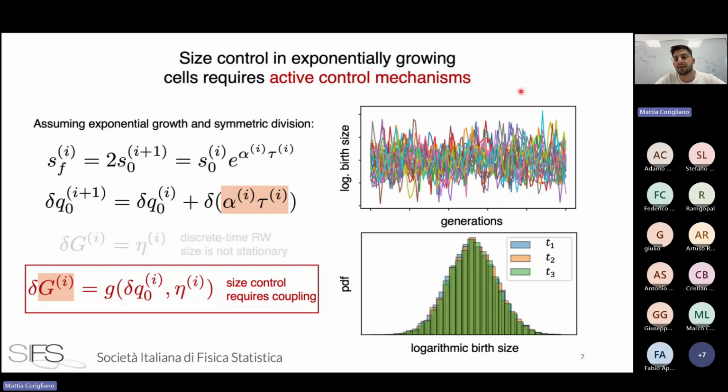For example, cells that are born bigger than average can decide to spend less time in a given cell cycle so as to compensate for the fluctuation. And we can express this fact mathematically by saying that the fluctuation in the added logarithmic size, g_i, should be a given function of the fluctuation of the logarithmic birth size and noise. So this would be the starting point of, let's say, a phenomenological approach to the cell division control problem that we are going to address now.